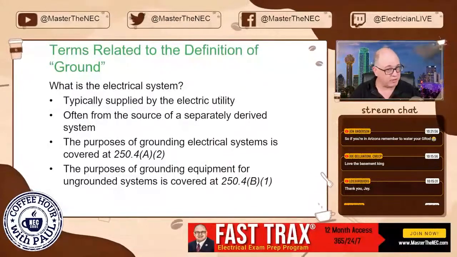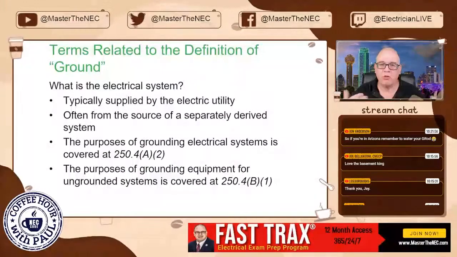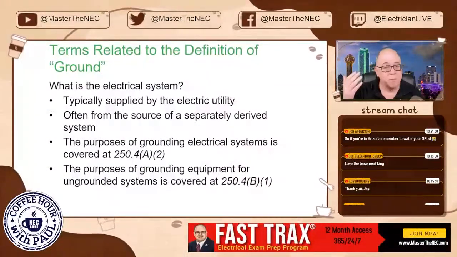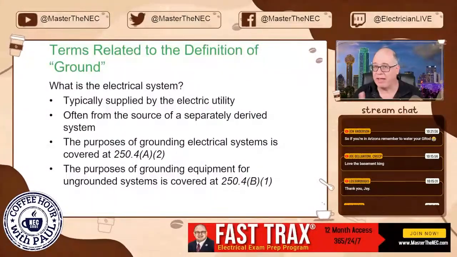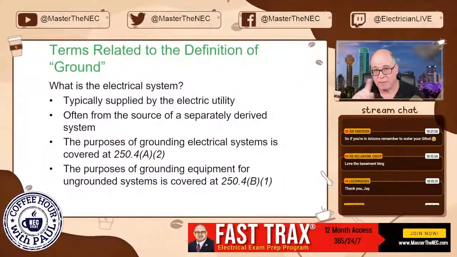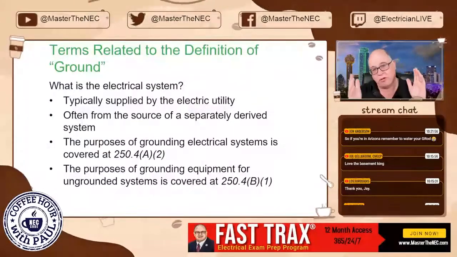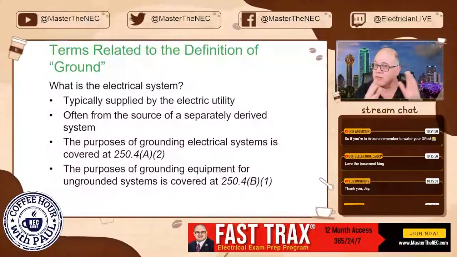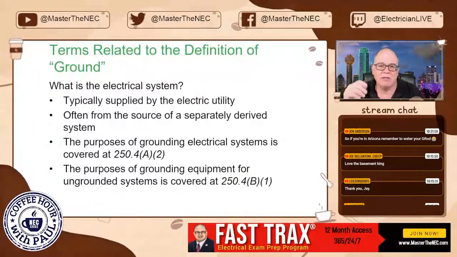We have a definition of what a separately derived system is in Article 100. Those typically will supply electrical to the system. PV, separately derived system, being careful with how that's done. If you go through the inverter, and their connection is made on the secondary or the primary side of the inverter to the load side, if they're connected together, then it's probably not going to be separately derived. But you have to look at it and see what you have to determine it.